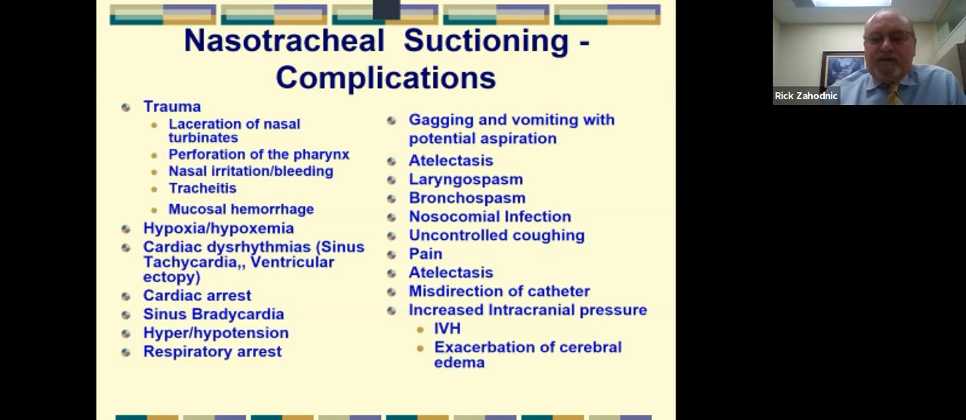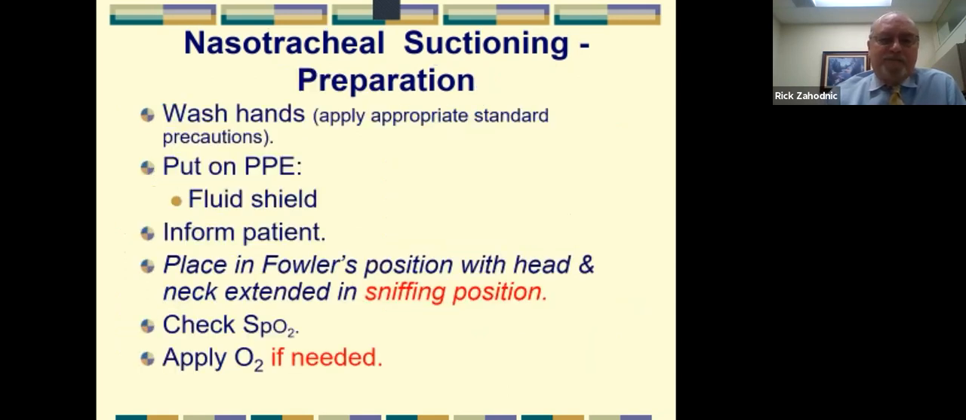In theory, because I'm sucking air out of the lungs, I could potentially create atelectasis. We talked about laryngospasm and bronchospasm. Talked about infection. Like I have atelectasis on there twice. Isn't that interesting? And because of the coughing that may happen, you may have an increase in intracranial pressure, which could be problematic. Again, we're going to wash our hands, put on our PPE, talk to the patient.